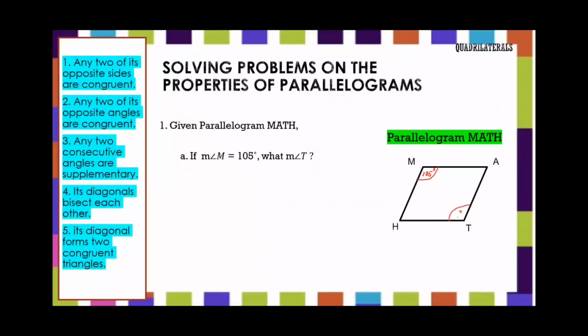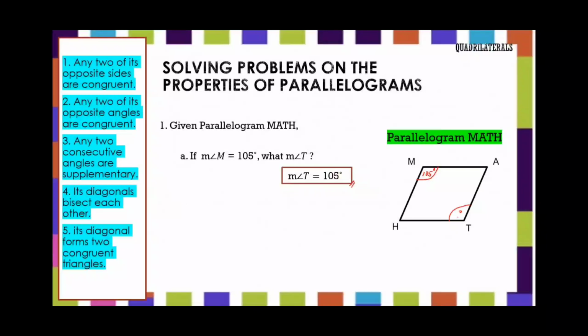Okay? So, anong property kaya ang pwede natin gamitin? Take note that angle M and angle T are opposite angles. So, sabi ng property number 2, that opposite angles are congruent. It means that if the measure of angle M is 105 degrees, we can also say that the measure of angle T is also 105 degrees.